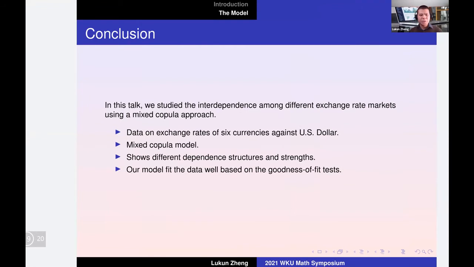Here is just a presentation of our results, and let me conclude. We have data on the exchange rates of 6 currencies against the US dollar. We used a mixed copula model. It shows different dependence structures and strengths, and the association parameters are also different. Our model fits the data well based on the goodness of fit tests.